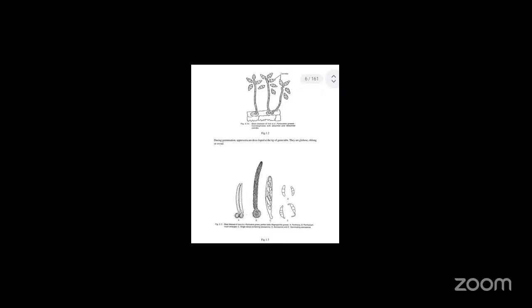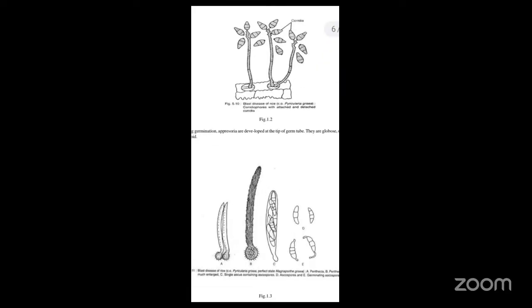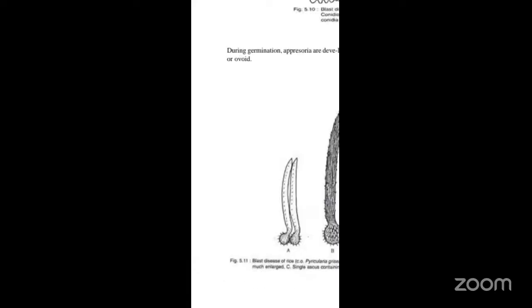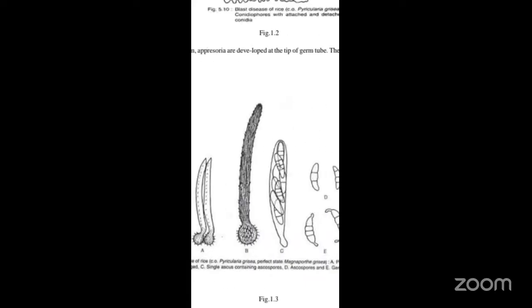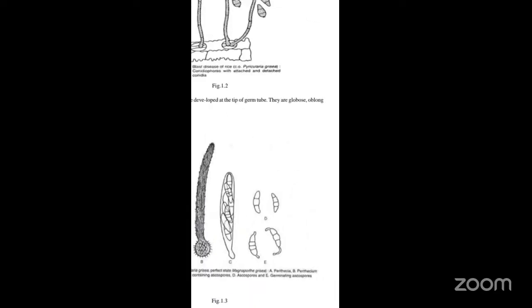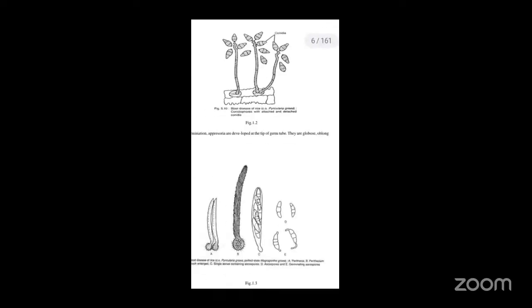Conidia are pyriform, obtuse in shape, with a rounded base and tapering. I showed the diagram; these are the conidia. Here conidia are present. This is the blast fungus Pyricularia oryzae, Magnaporthe, with the perithecium structure, and these are some conidia.